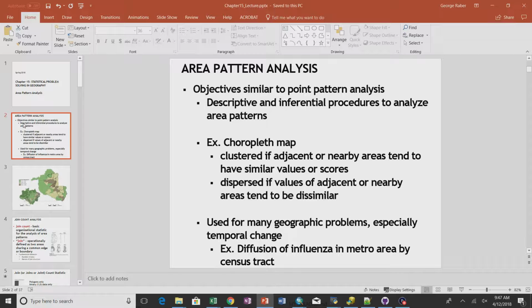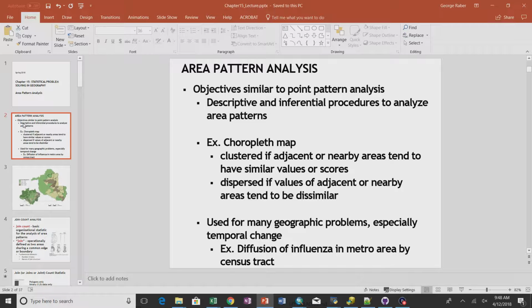So the type of analysis that we're going to talk about quantifies this, that basically says, oh, you have a clustered region or you have a dispersed region. The variable you're looking at is clustered or it's dispersed. It's used for many geographic problems, especially temporal change. You can basically come up with a number, and I know I talked about this a little bit last week, but you can basically come up with a number that says this phenomenon, this variable, is getting more clustered over time.